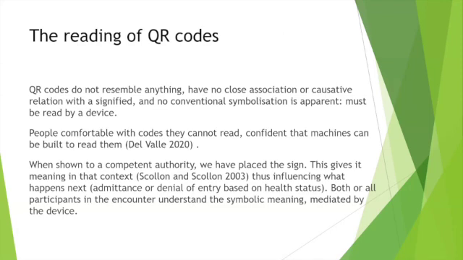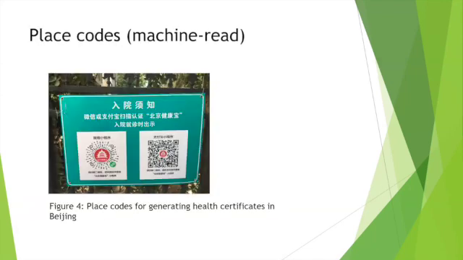People are comfortable with that. They're confident the machine can be built to read them. And when you show it to a competent authority, you've placed the sign, you've given that information, giving it meaning in that context. And that influences what happens next: admittance or denial of entry. Both participants are happy that this has some sort of meaning, can be trusted, and understand the symbolic meaning, but it's mediated by a device.